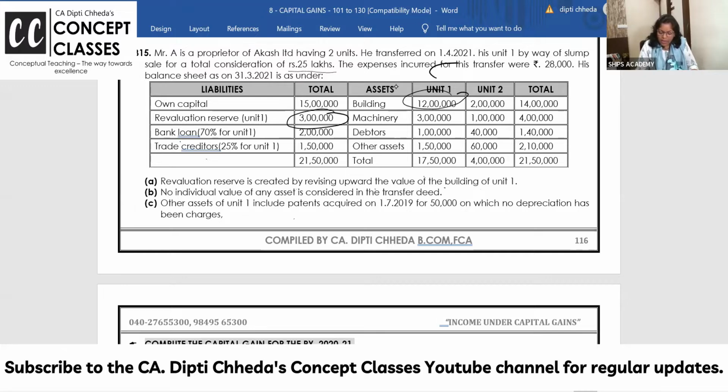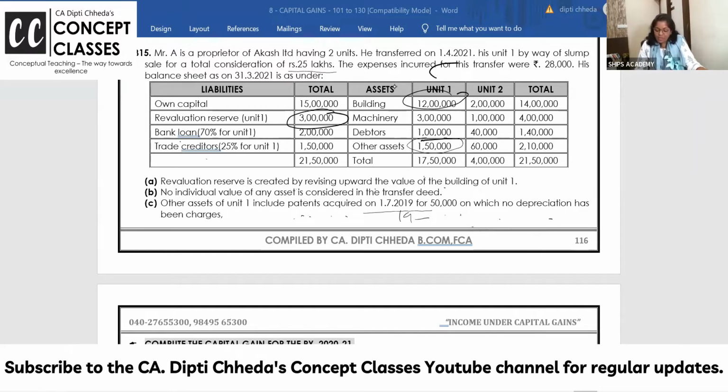In unit 1, in other assets, included is patent, 50,000, on which no depreciation has been charged, and it is purchased on 1/7/2019. So if you have purchased a patent on 1/7/2019, you have to charge depreciation. Patent is an intangible asset. What is the rate of depreciation on intangible assets? How much? Quick. Patents, copyrights, trademarks. Very good. 25%. 25% is the rate.